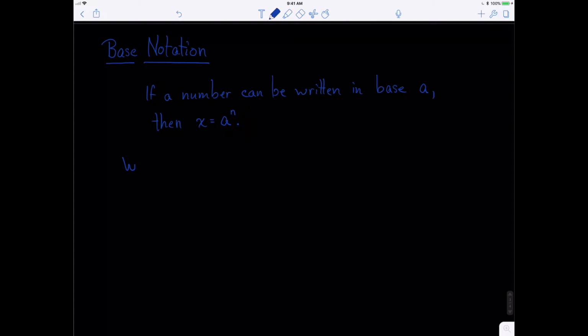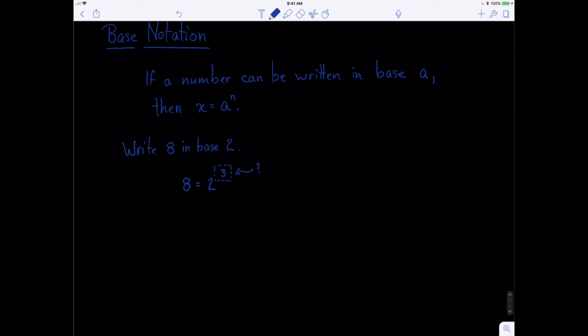For example, write 8 in base 2. So the question is, if I have the number 8 and I want base 2, is there some exponent I can write here so that 2 raised to the exponent is 8? What goes in there? You're probably comfortable with 3 as the answer. If I write this with a 3, then 2 raised to the third power is 8. So now we have written 8 in base 2.